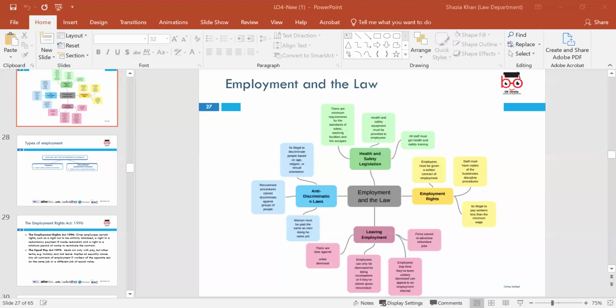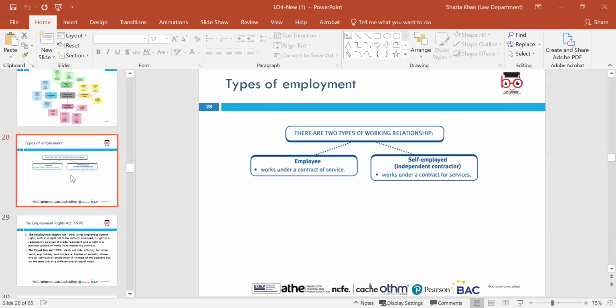The employment relationship is governed by a variety of different statutes and acts that are regarded as employment law. It gets updated all the time, every year, because there are minor to major changes made to employment law. There are two types of employment: an employee works under a contract of service, and a self-employed independent contractor works under a contract for services.